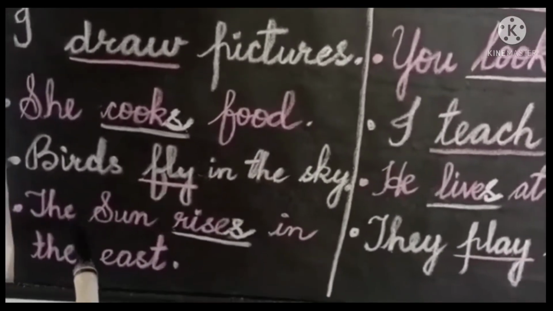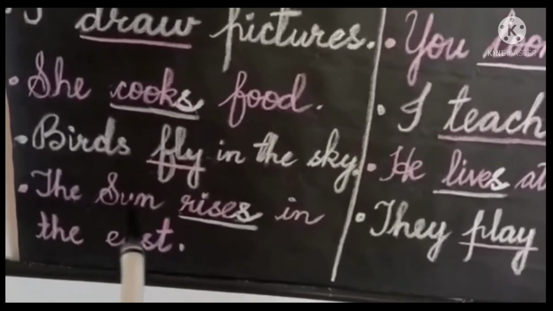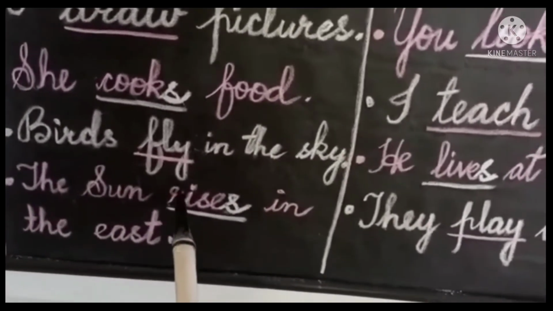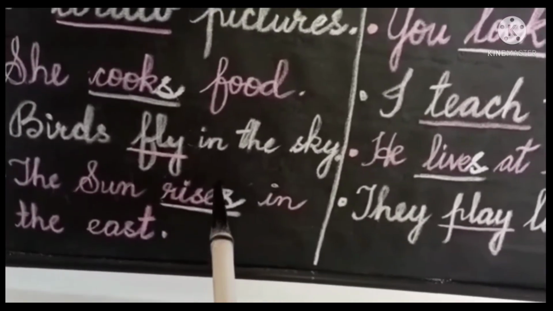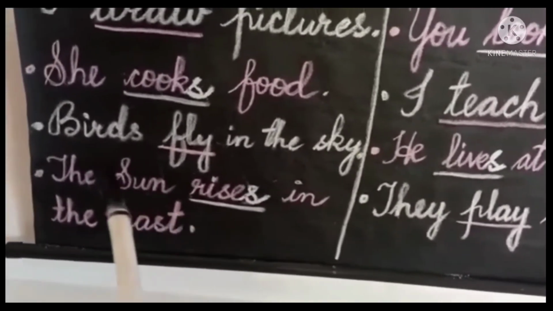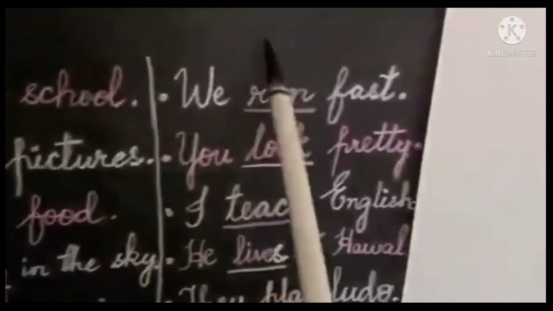Next example, the sun rises in the east. The sun is a singular subject. Now the verb is rise, but we have added s to it. It becomes rises, a singular verb, in the east. So the full sentence becomes, the sun rises in the east.